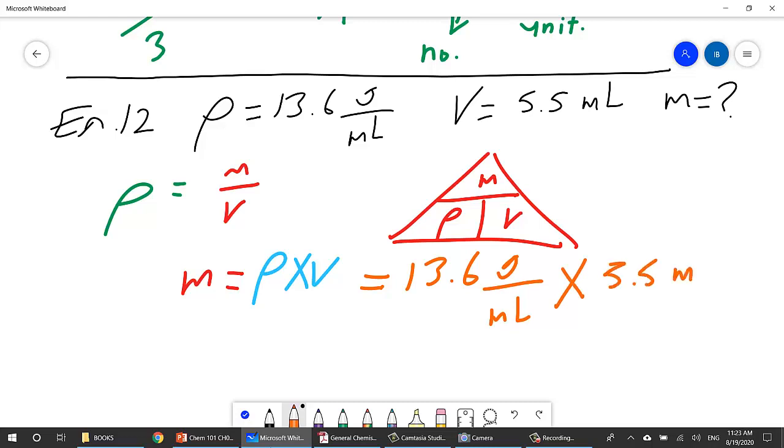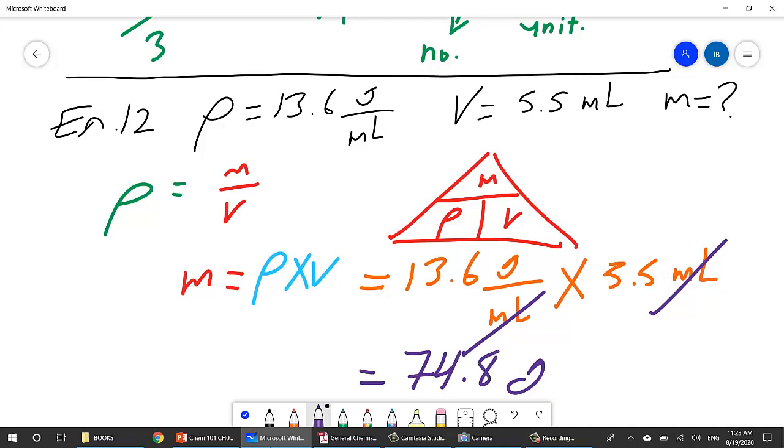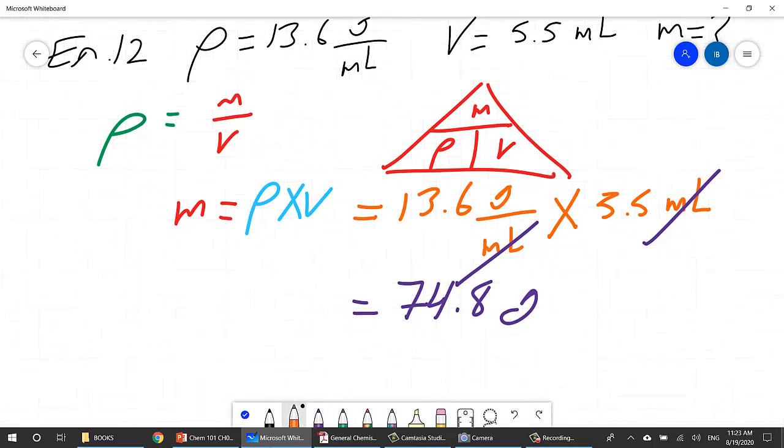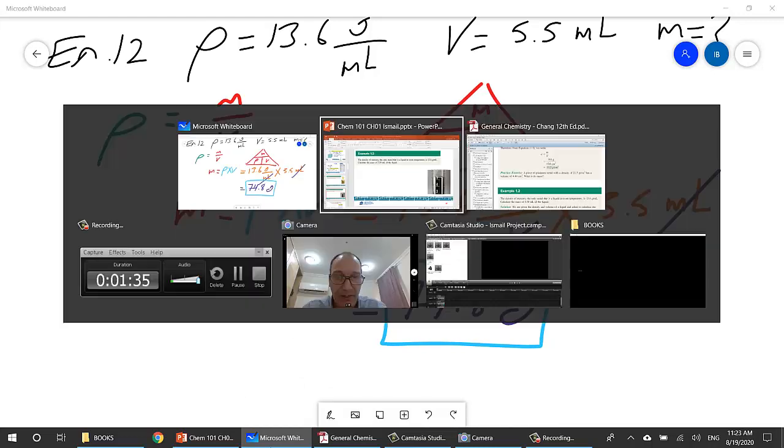And you see how beautiful this is when you write the units, they cancel out easily, okay? And you are left with the gram, right? So you just multiply these numbers. 13.6 times 5.5 is 74.8 grams. That's the mass in units of grams. So we're doing good. Just an easy question, fantastic question.